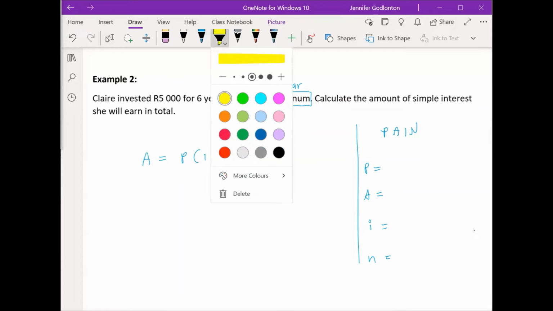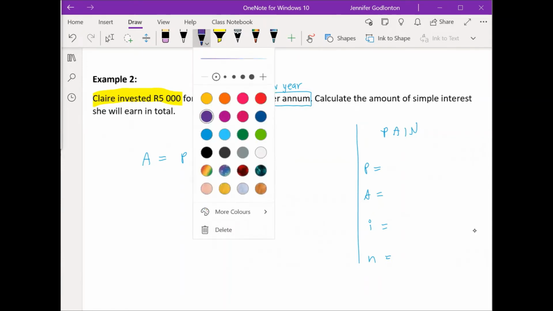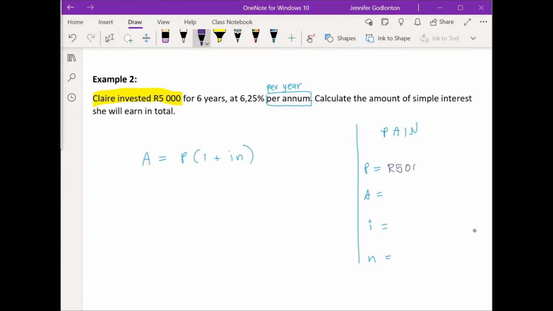So Claire invested 5,000 Rand. Is that P, A, I, or N? Tell me what letter that is. It is P, ma'am. Well done. Okay, so 5,000 Rand is our P. Next thing, for 6 years, is that A, I, or N? N. Yes, 6 years is N. Okay, at 6.25% per annum, A or I? I, yes. Well done.